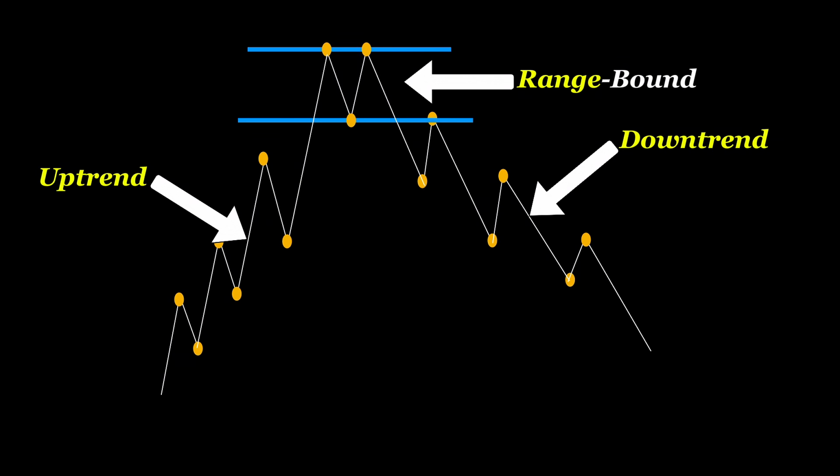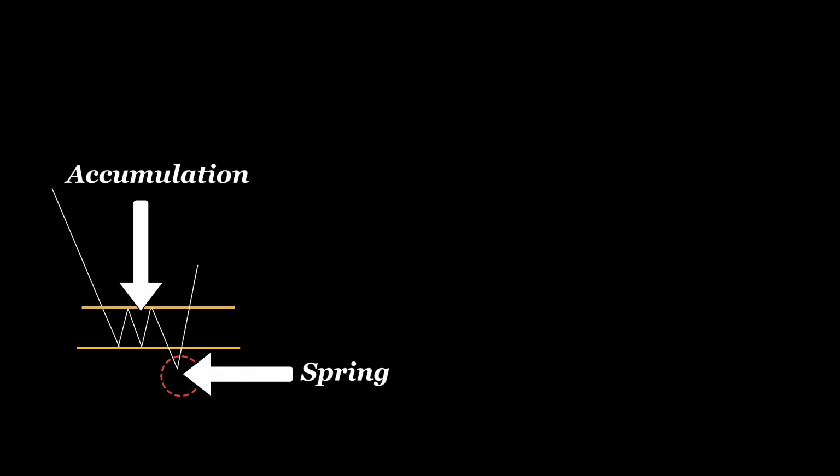Wyckoff helps us understand what institutions are doing inside those phases. Before an uptrend begins, the market usually enters an accumulation phase, forming a range. Right before the real upward move, Wyckoff observed a move called the spring, a quick spike below the range that shakes out early buyers. In modern smart money trading, we call this move a liquidity sweep because it grabs the liquidity below the range and then reverses sharply. Once that sweep is complete, price breaks out of the range and begins the uptrend.